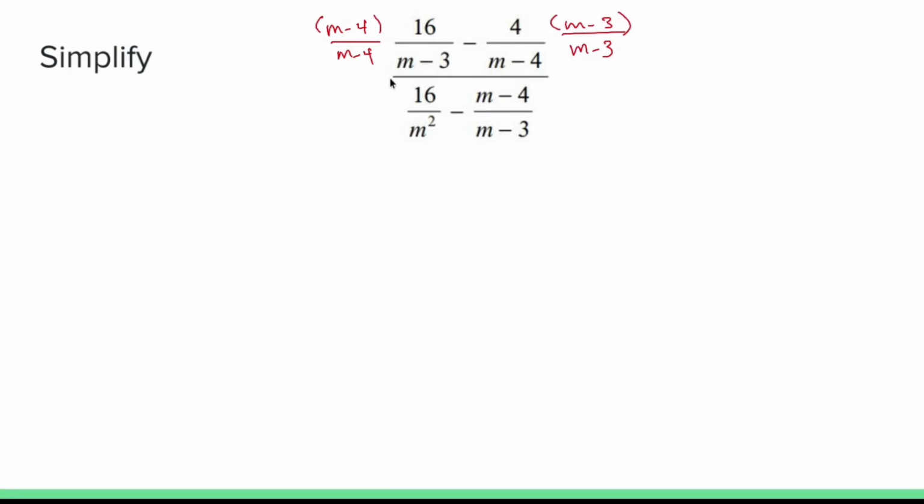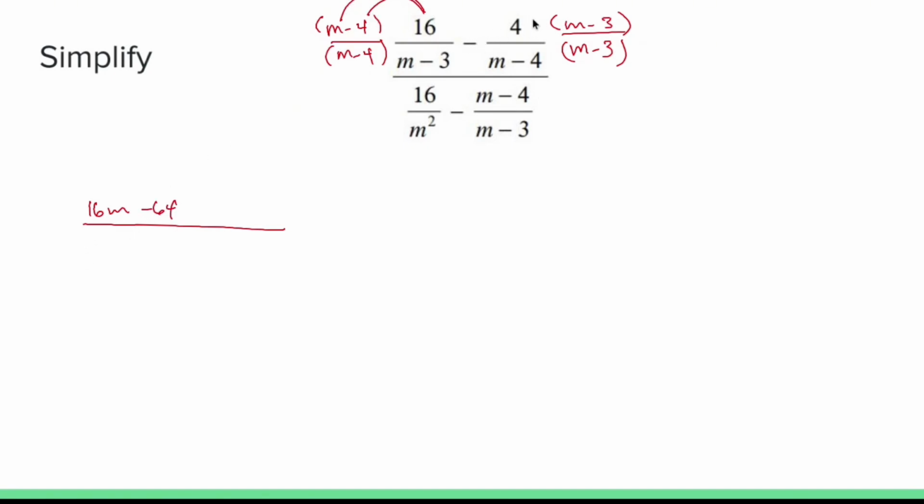Now right now we're just focusing on everything above this huge fraction bar. We're not even touching this guy, not quite yet. We will, but not quite yet. Right now, by doing what we did, we have a distributive property problem. So we have 16 times m, which is 16m, 16 times negative 4, which is negative 64.